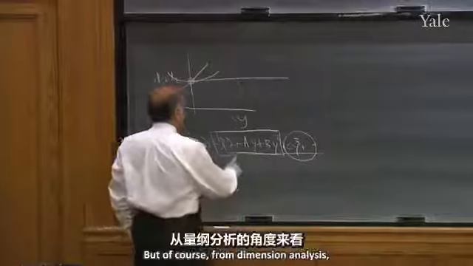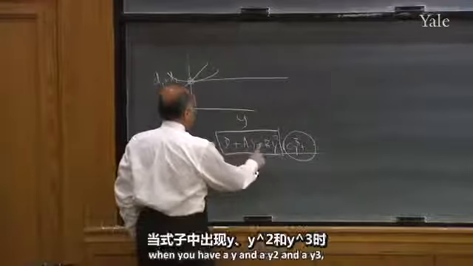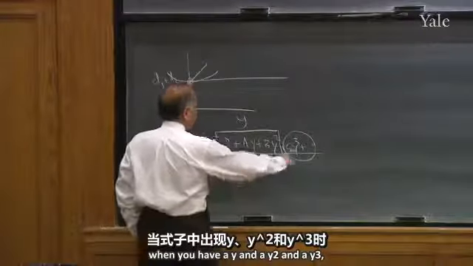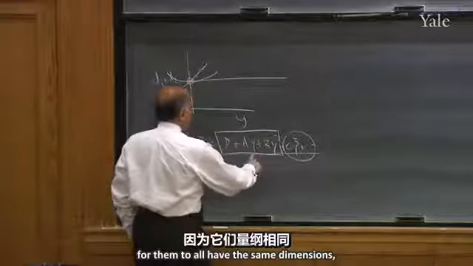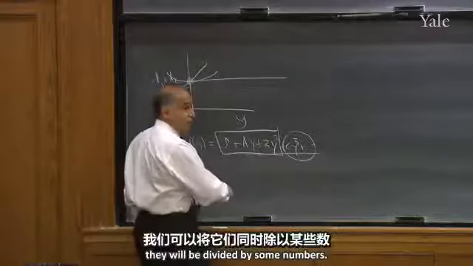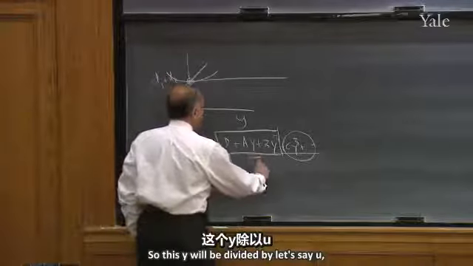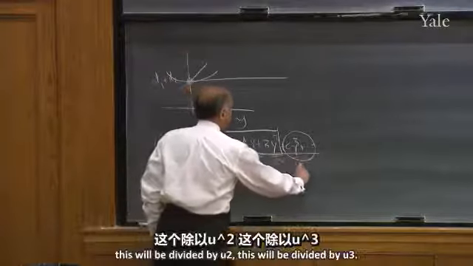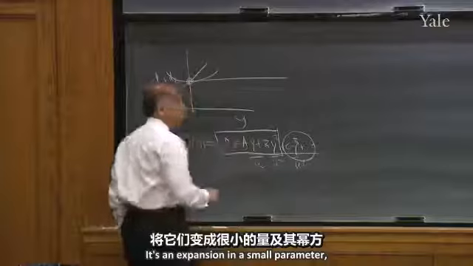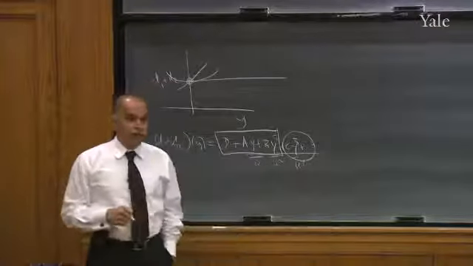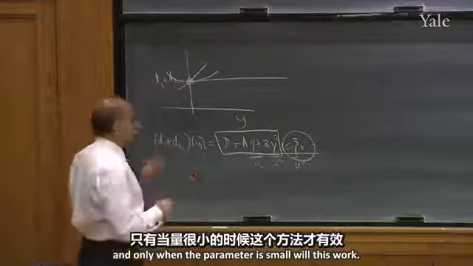But of course, from dimensional analysis, when you have a y and a y squared and a y cubed, for them to all have the same dimensions, they will be divided by some numbers. So this y will be divided by, let's say, u, this will be divided by u squared, this will be divided by u cubed. It's an expansion in a small parameter. And only when the parameter is small will this work.